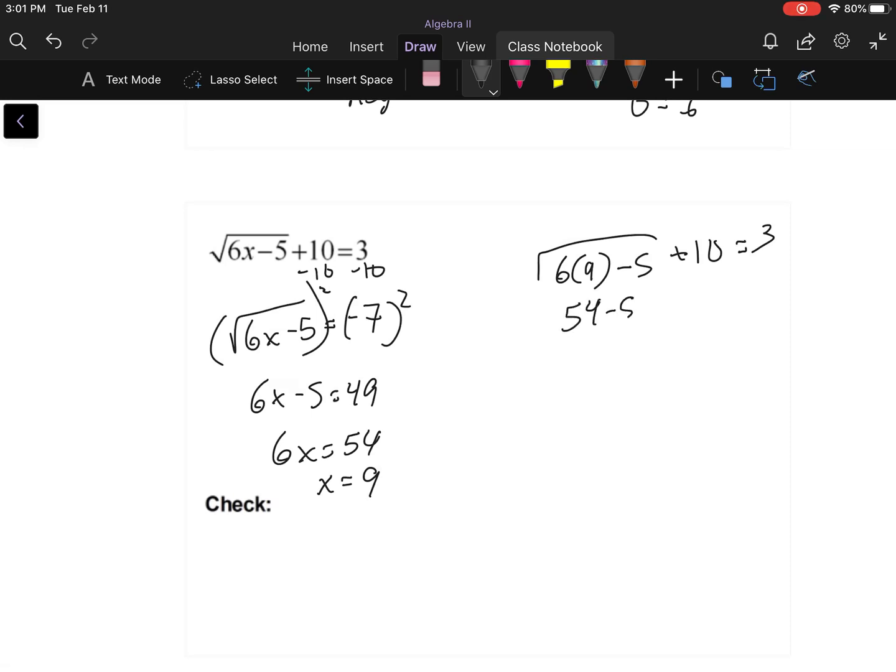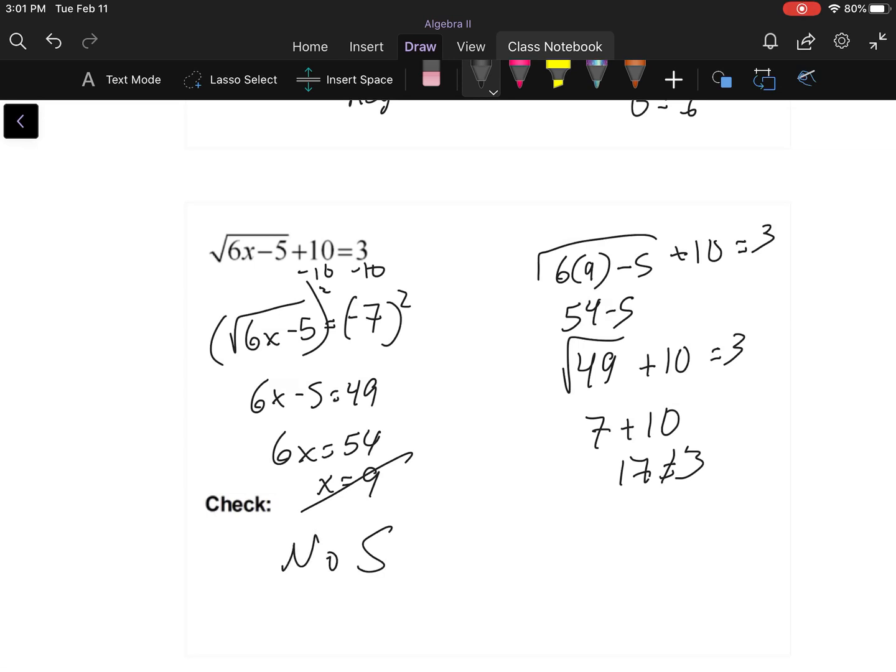So 54 minus 5, so 49. But 17 is not going to work out to be 3, so there is no solution to that one because 9 was extraneous. All right, and that is solving equations using radicals and rational exponents.